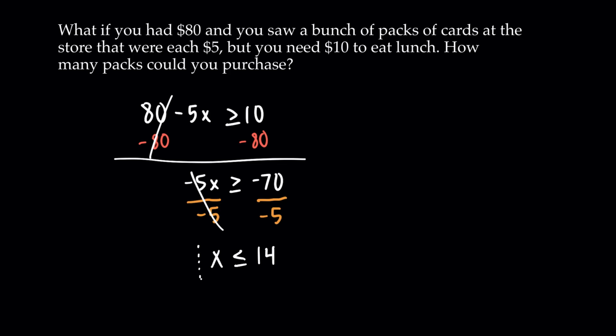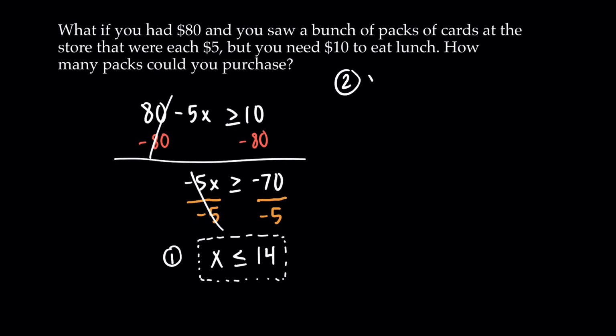So this is our first way of expressing the solution. What does x stand for? I erased it, but we said earlier that x was the number of packs of cards. So what we're saying here is that the number of packs of cards that you can buy has to be less than or equal to 14. If you buy more than 14, you're not going to have enough money left to eat lunch. So let's talk about each of our ways to do this. We've got the inequality, that's the first way of talking about it.